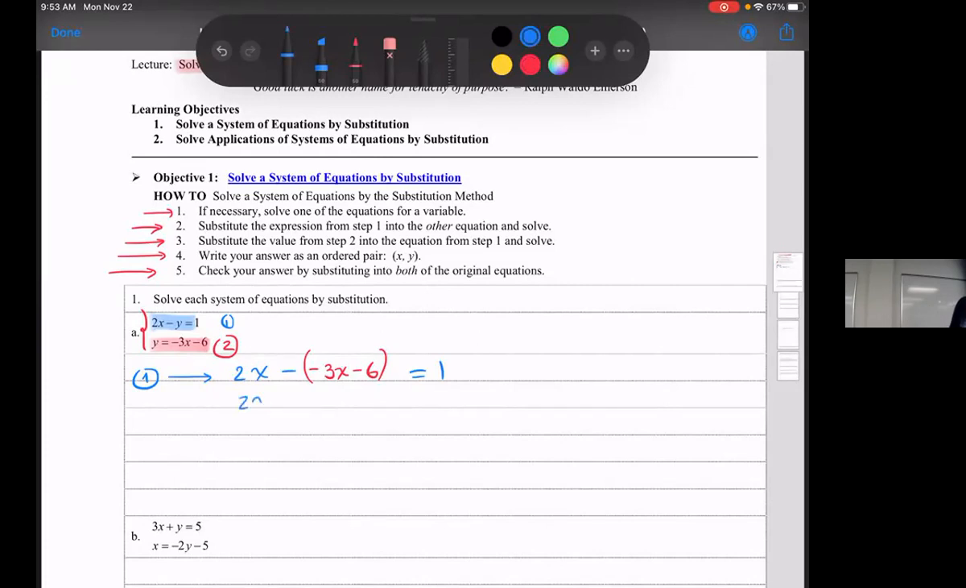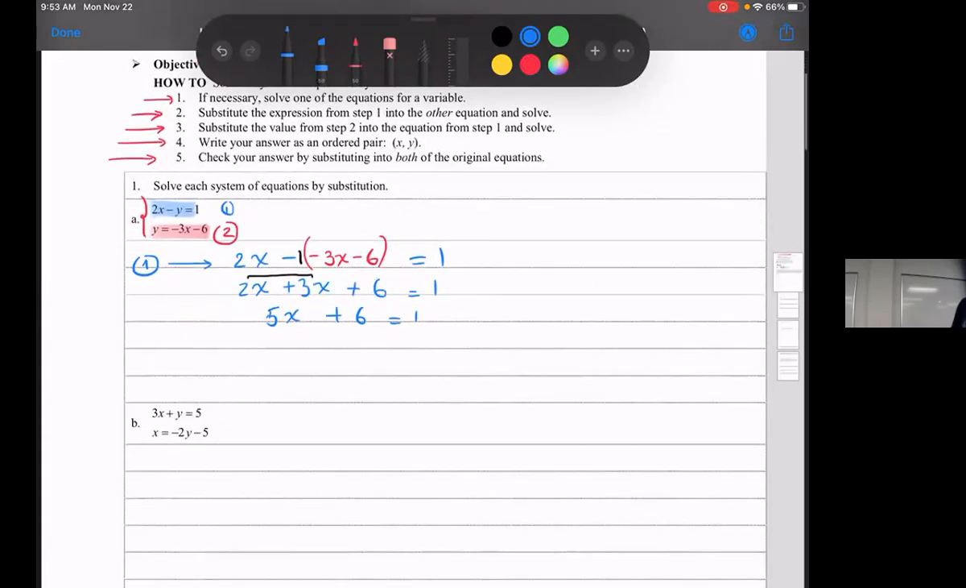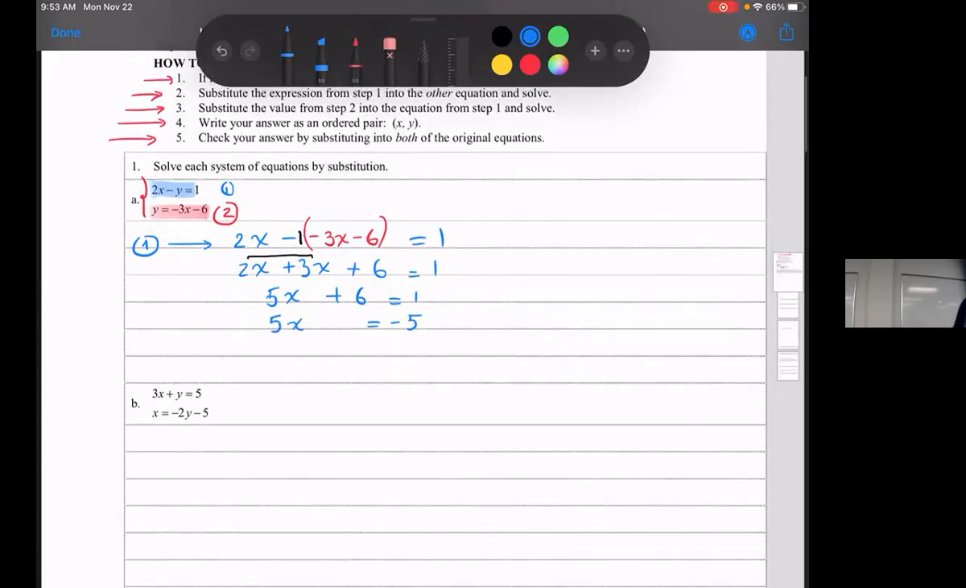So I got 2x. Can I put a negative one in front here? If you distribute a negative 1, you have positive 3x plus 6 equal 1. Combine like terms, 2x and 3x. I got 5x plus 6 equal 1. Subtract 6, I have 5x equal negative 5. Divide both sides by 5, I have x equal negative 1. Yay, I figured out one, right?